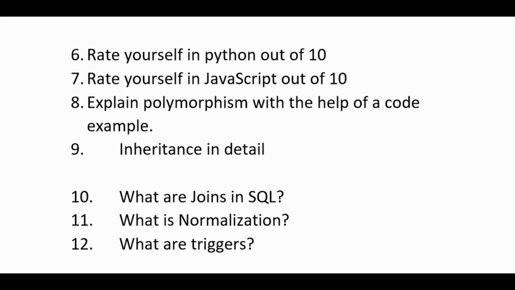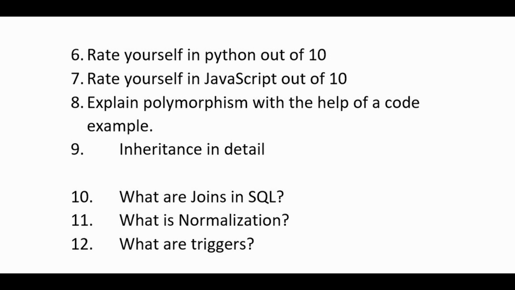Now the next set of questions are displayed on your screen. One is rate yourself in Python out of 10. As you say 7 out of 10, 8 out of 10, they will ask questions at that level only. So tell your actual level, whether you are a beginner, intermediate or anything. Next question is rate yourself in JavaScript out of 10.